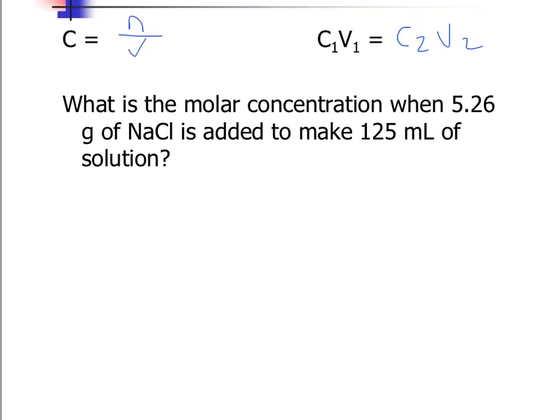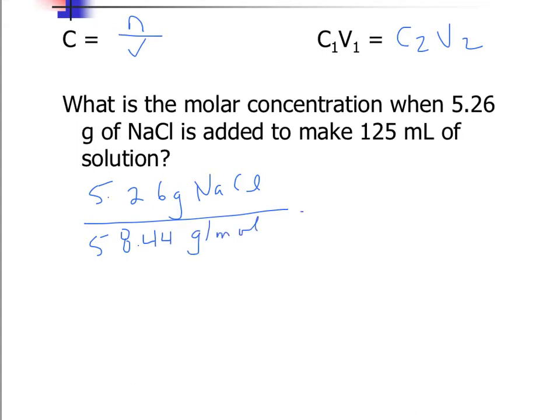For our first calculation, we need to find the molar concentration. So we're going to use C equals n over V. What we need to do is figure out how many moles are in 5.26 grams of sodium chloride. In order to do that, I take the mass and I divide by the molar mass of NaCl, which is 58.44 grams per mole.